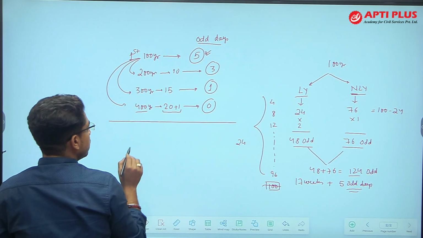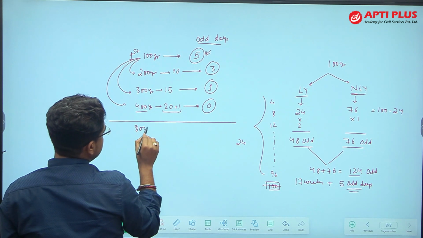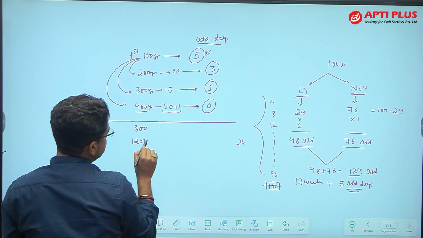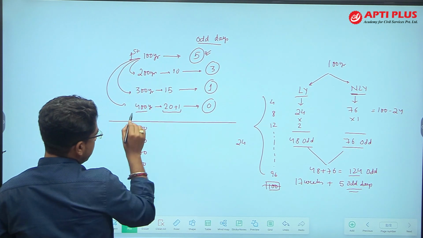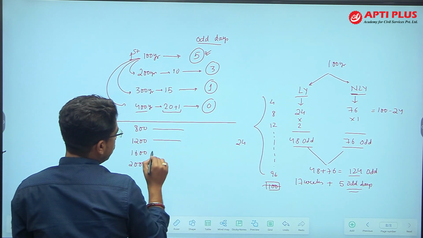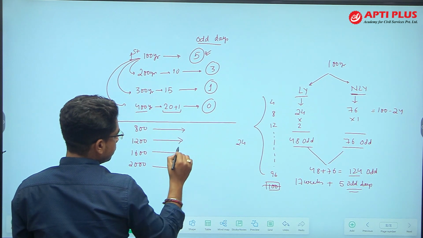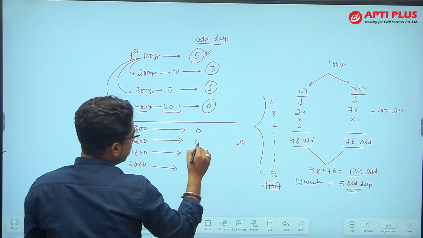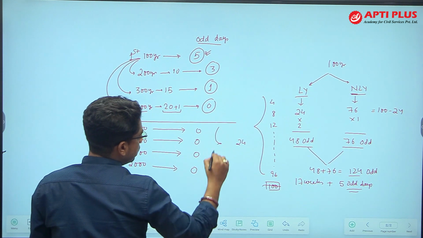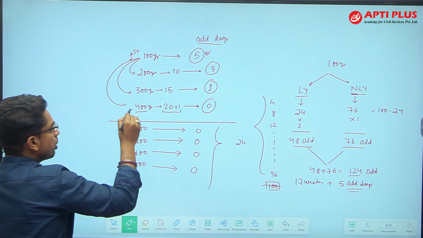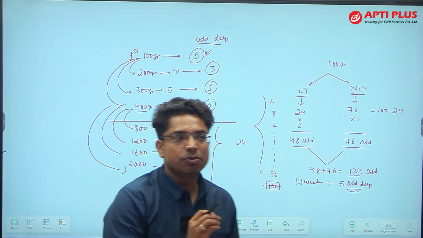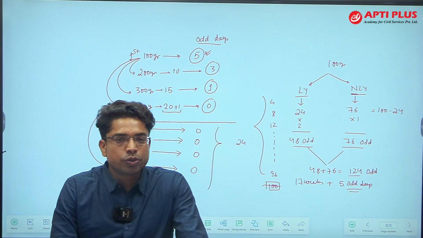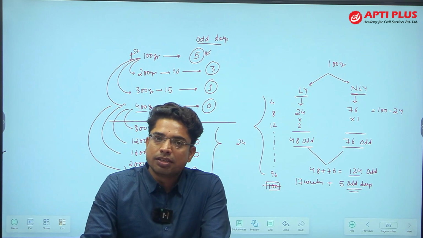Having said that, can I say that 800 years or 1200 years, or for that sake any multiple of 400 will also have 0 odd days? Why? Because 400 years have 0 odd days. So any multiple of 400 will also have 0 odd days. This is the only concept that I need to know to proceed with questions based on calendars.